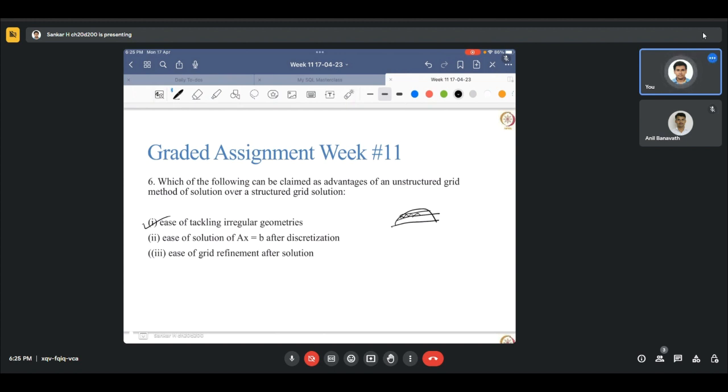Maybe even more complex geometries may come up that make more sense to solve on an unstructured or body fitted grid than a structured grid.